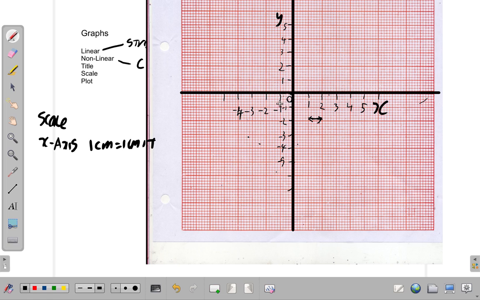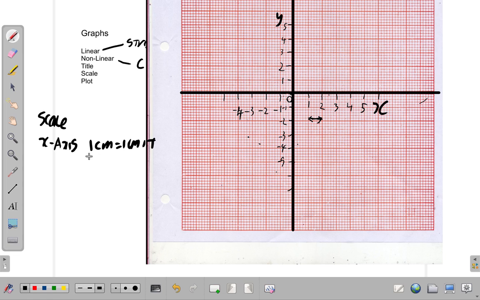And the same thing happens on the left side, on the negative side. 1 centimeter, negative 1. 1 more centimeter, negative 2. 1 more centimeter, negative 3, and so on. So, on the right, 3 centimeters from the origin is 3 units. 4 centimeters from the origin is 4 units. 5 centimeters from the origin, 5 units, and so on.